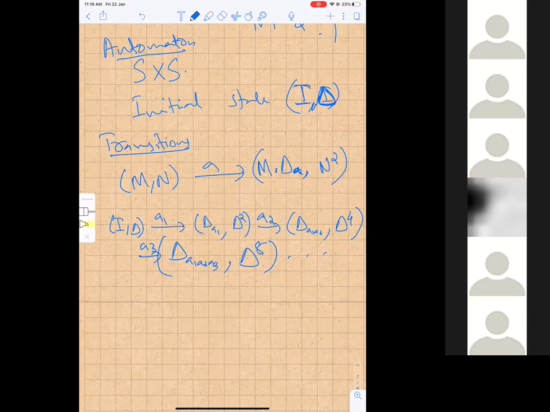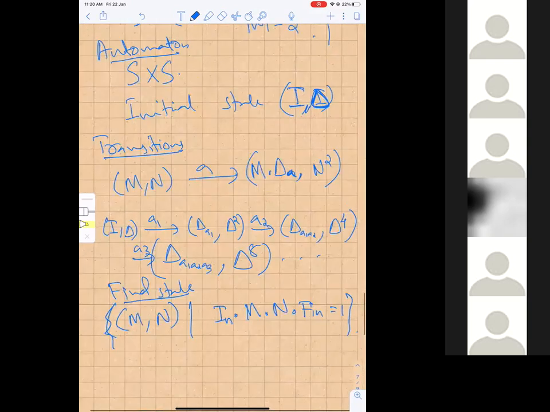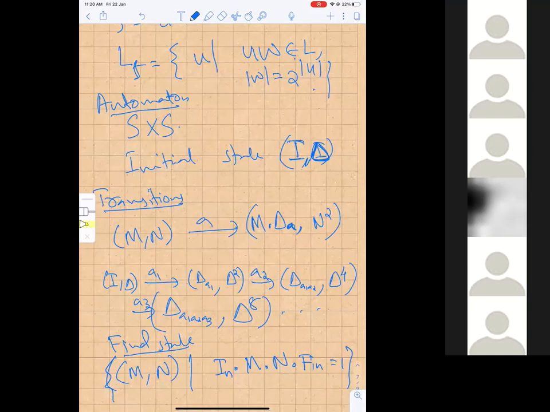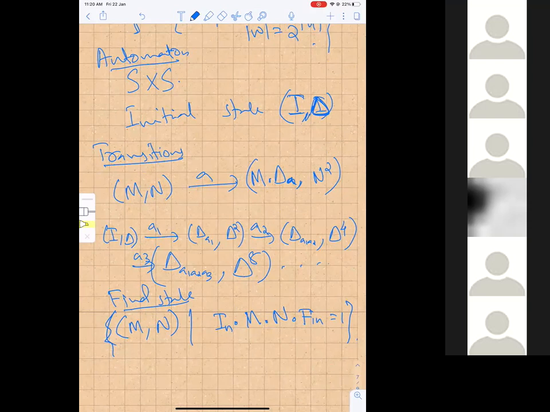And what are my final states? Final states are all pairs M, N such that I in times M times N times fin is equal to 1. Is this clear? Yeah. So this time you don't have the analogy with pebbles or with starting an automaton. That kind of analogy does not work. It just so happens that the matrices we are generating are finite, and you can hardwire your transitions in such a way that they go to the desired matrices. That's why it works.